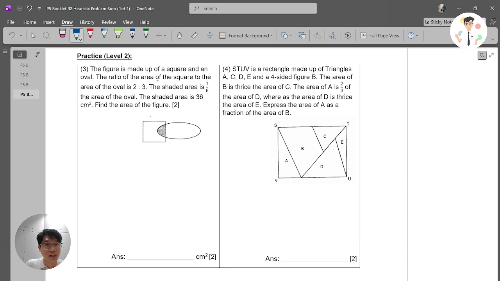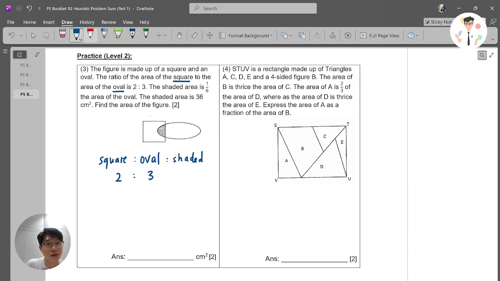Now, the ratio of the square to oval is 2 to 3. So square to oval is 2 to 3. Now, the shaded area, so this is the shaded part, is 1/6 of the oval. Now, let me just add on another one. This is shaded and is 1/6 of the area of oval.